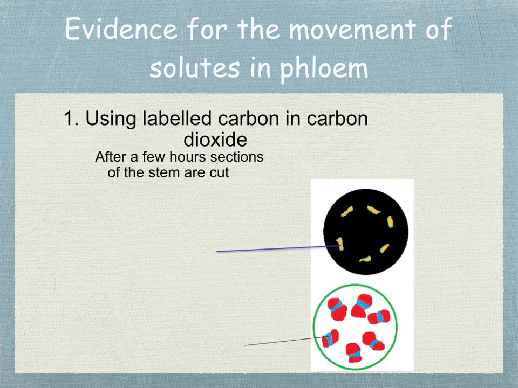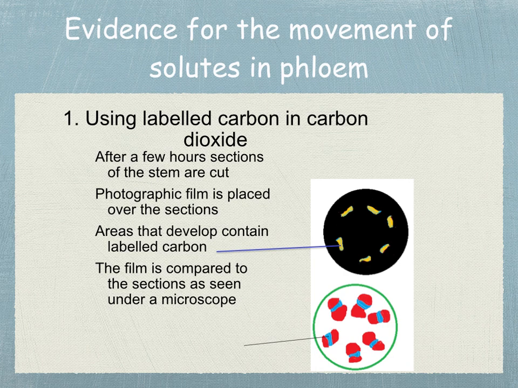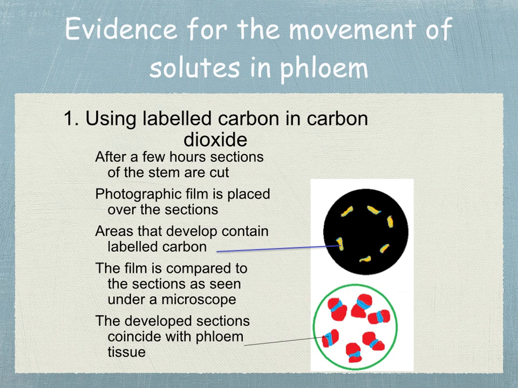Then, if after a few hours you take a section of the stem and you cut it, and you use photographic film and place it over the section, you'll notice that the areas where carbon 14 is will develop on the film, and then you compare this film to the sections under the microscope, and you'll notice that these developed sections coincide with the phloem tissue.